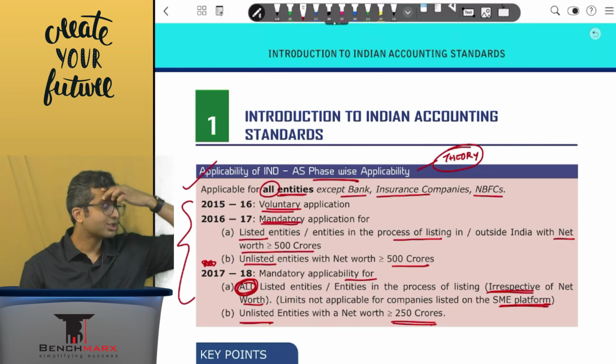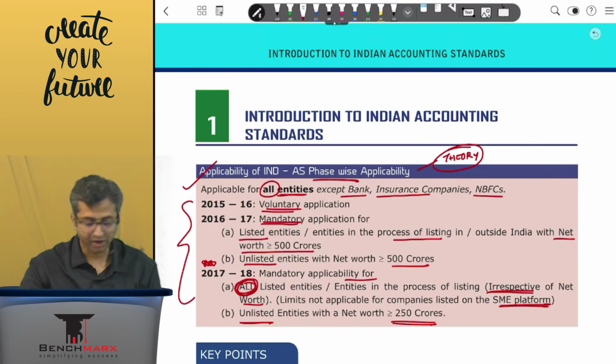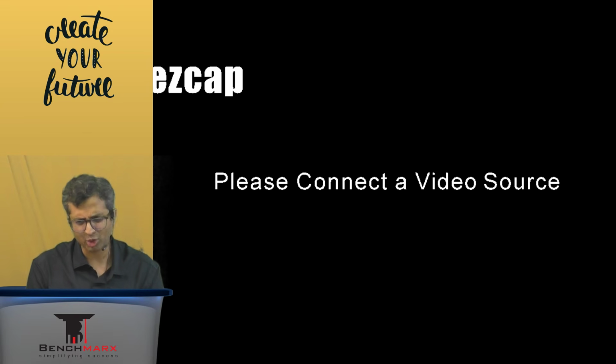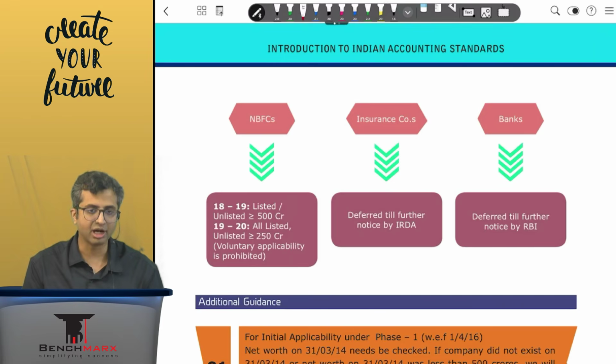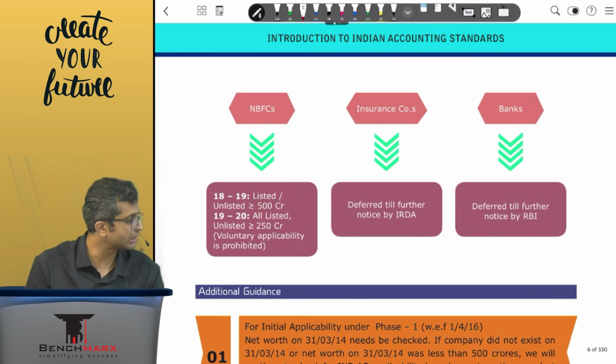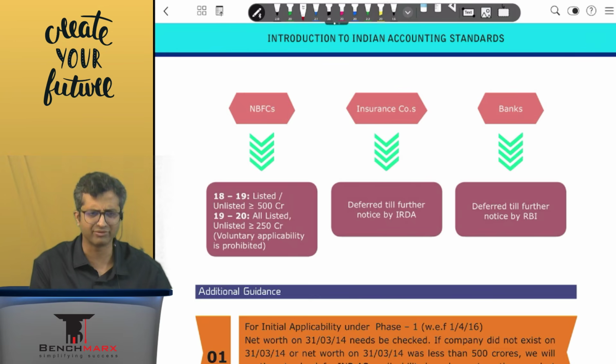Chalo. So settle down please. So this is regarding applicability. We'll go to the questions. But before that, we'll just cover a couple of special cases regarding other special entities like, for example, banks, insurance companies and NBFCs.